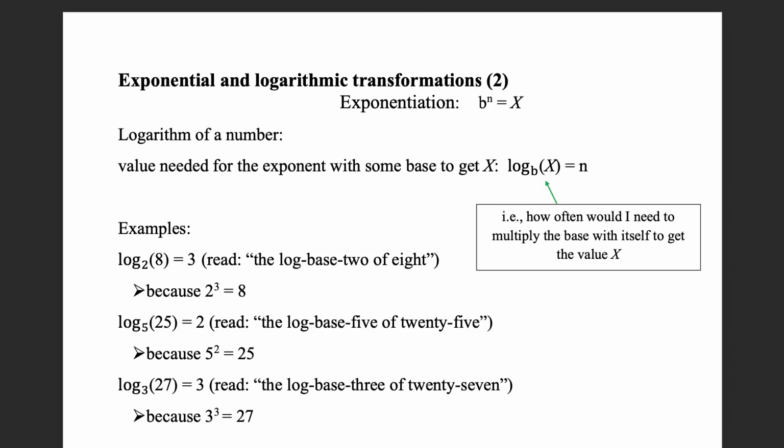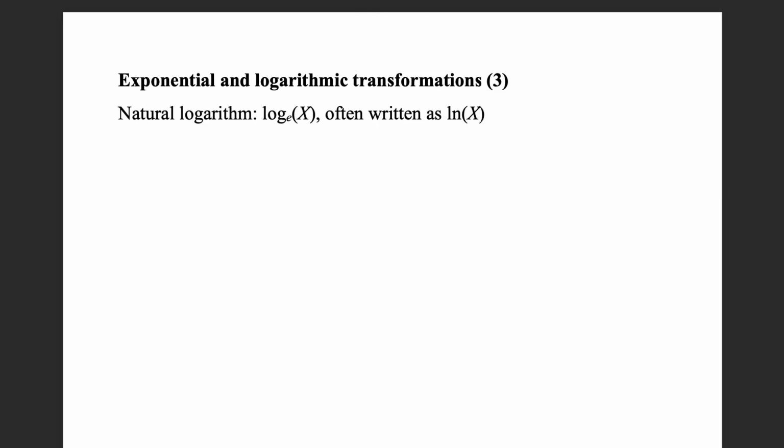Well, 3 times 3 works out to 9. And 9 times 3 works out to 27. So 3 times 3 times 3. So 3 to the power of 3 works out to the value of 27. So in other words, we need to raise 3 to the power of 3 to get the value 27. So log base 3 of 27 equals 3. So that is logarithms in general.